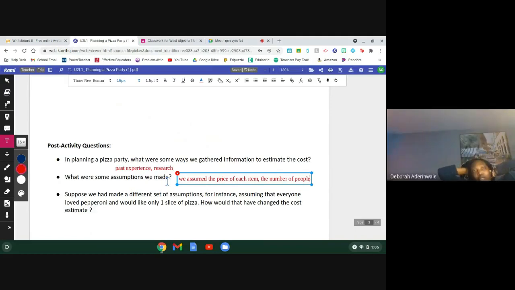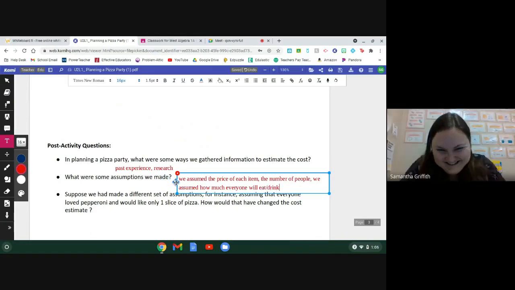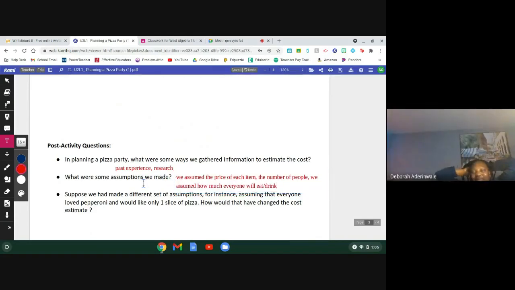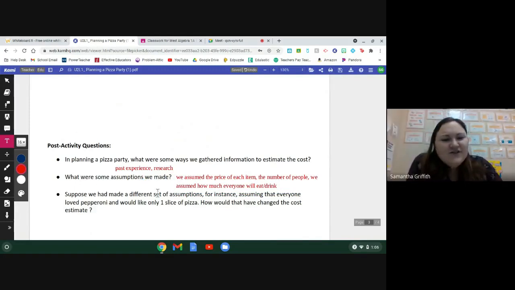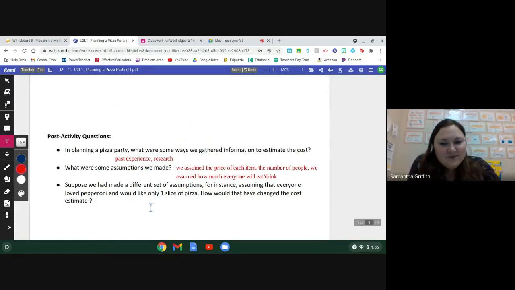We assumed the quantity of pizza everybody gets to eat. Yes, definitely. How much? A whole box, so don't assume I will eat just one, that might mess up the party. Yeah. So suppose then we made a different set of assumptions. You said we're assuming how much everyone will eat or drink. What if we assumed differently, that no one who came to our party was really hungry and they're only going to eat a little food? How would that have changed our cost estimate then?